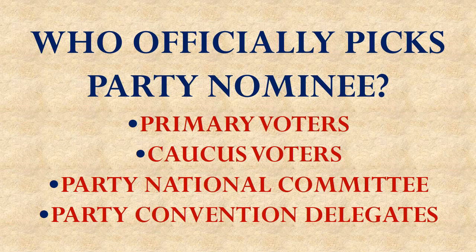Who officially picks the party nominee? Is it the primary voters, the caucus voters, the party national committee, or the party convention delegates? It's the party convention delegates that officially select the nominee. While we all know who the nominee is going to be beforehand, they aren't really the nominee till the delegates vote for them at the national convention.